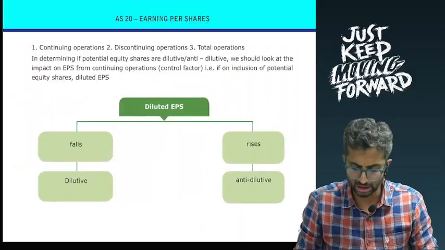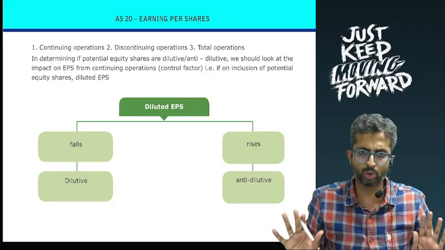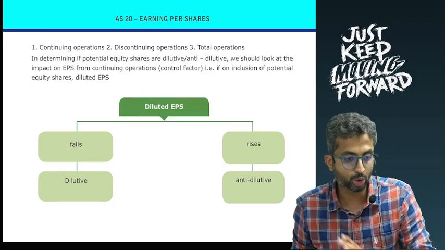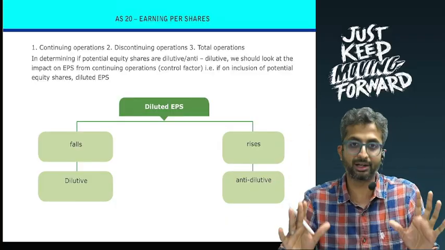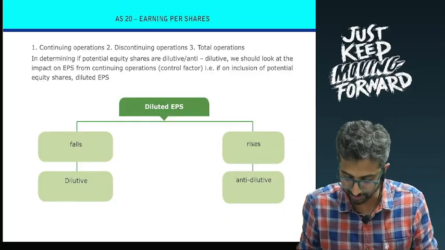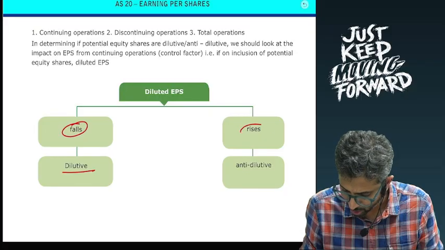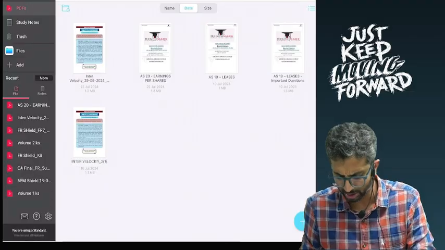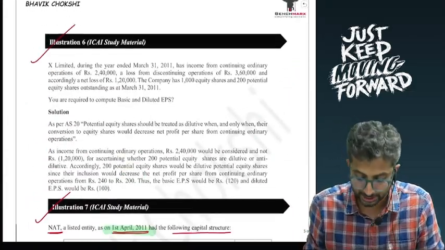Again, it sounds a little tricky, and hence we will try to understand it using a sum. And once you do that, hopefully your entire AS20 should be clear, and you should be getting your marks after you have watched this entire video. So over here, as we said, if EPS falls, it is dilutive. If it rises, it is anti-dilutive. That is okay.